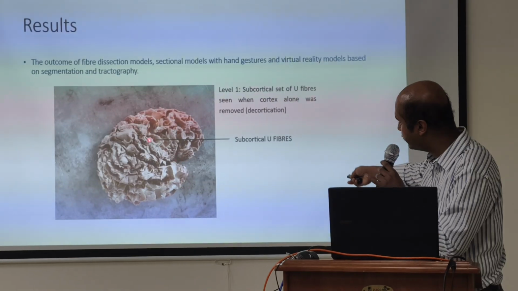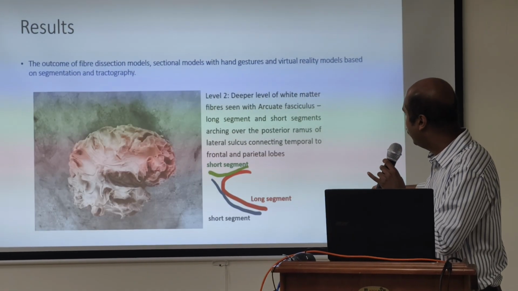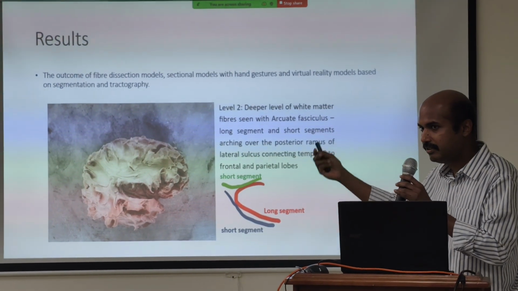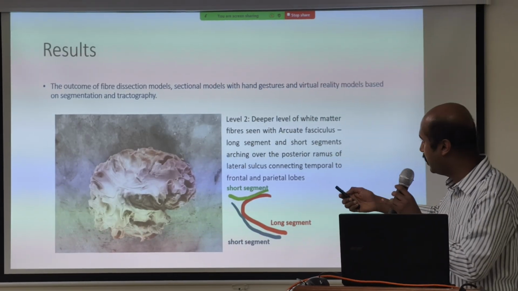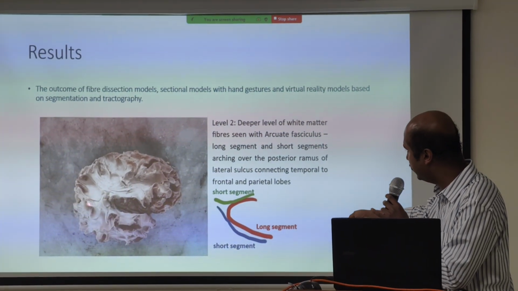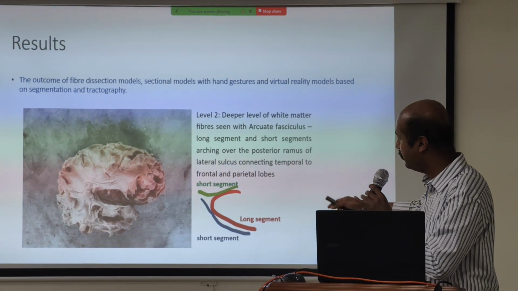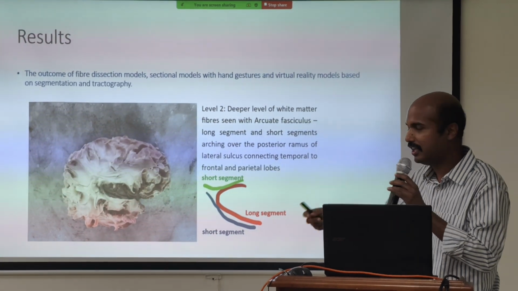You can still see the lateral sulcus and the central sulcus. Then we remove each fiber layer. The outer U fibers are removed, and into that here you are seeing the arcuate fasciculus on the right side, but on the left side is where you have the functional arcuate fasciculus.